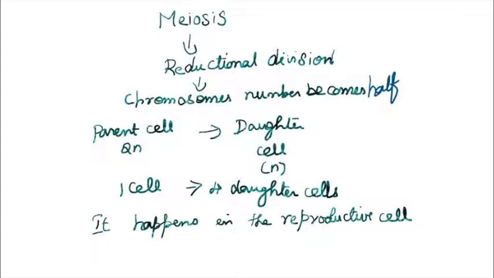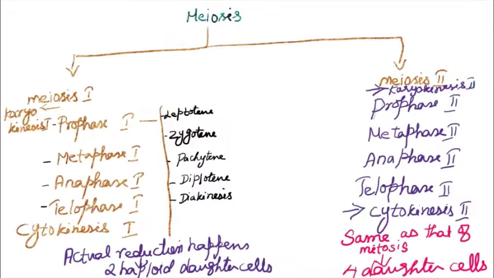In meiosis, one cell is divided into 4 daughter cells at the end of the division. It always happens in the reproductive cell. Meiosis is divided into two different stages, meiosis 1 and meiosis 2. Meiosis 1 has different phases: prophase 1, metaphase 1, anaphase 1, telophase 1. Meiosis 1 always starts with karyokinesis and ends with cytokinesis.